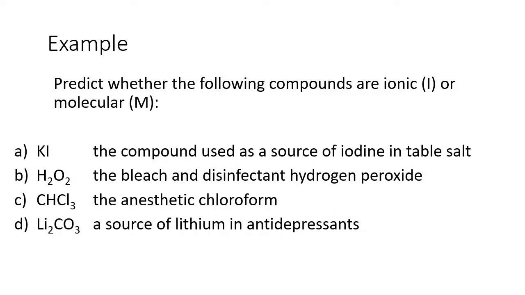Predict whether the following compounds are ionic or molecular. KI, the compound used as a source of iodine in table salt. We have potassium, which is a metal, with iodine, which is a nonmetal. So this is going to be an ionic compound. H2O2, hydrogen peroxide. We have two or more nonmetals together. Reminder, hydrogen is in group 1A, but it is a nonmetal. So this is going to be a molecule.